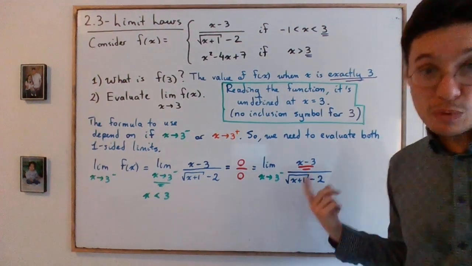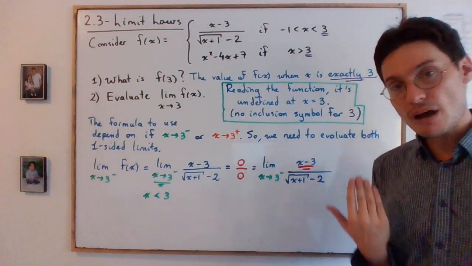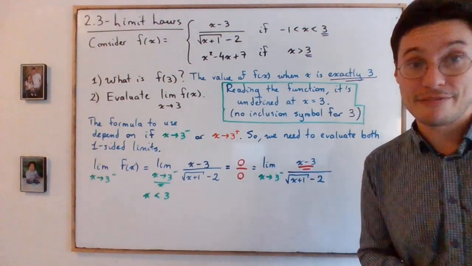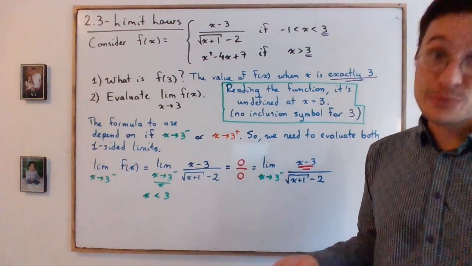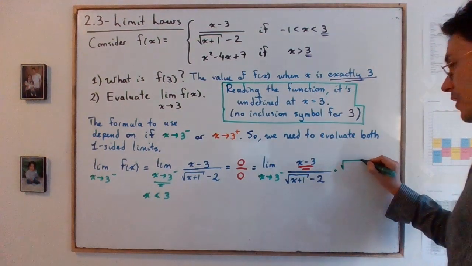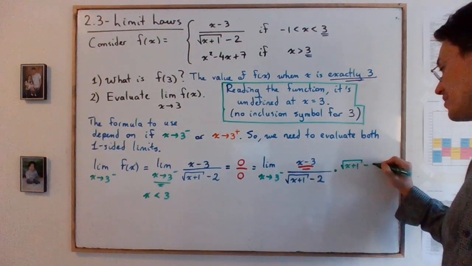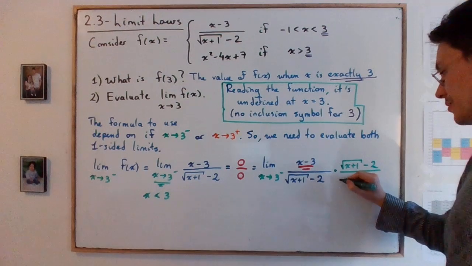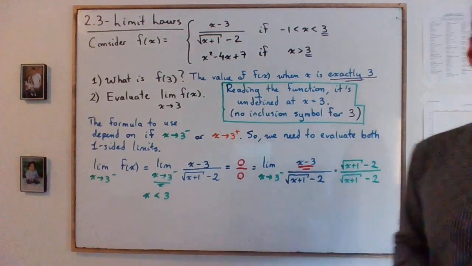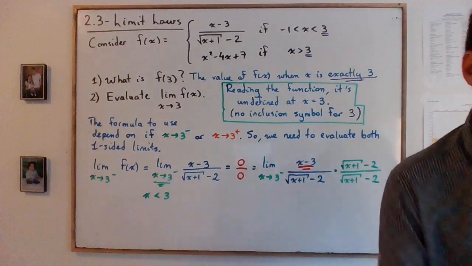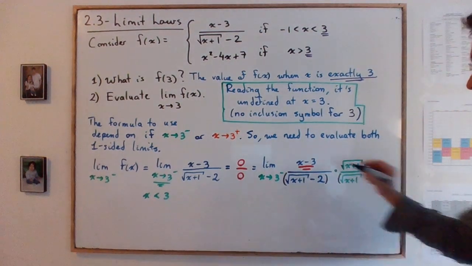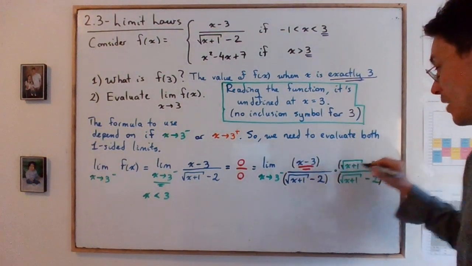Remember, the first option is to try to factor, but we easily see that we cannot factor because we have a root. So the idea is, let's get rid of the root. Let's rationalize. So we multiply by the square root of x plus 1 plus 2 over the square root of x plus 1 plus 2. And just as a safety net, let's put in the brackets. So we have brackets around this, and we have brackets around this as well.